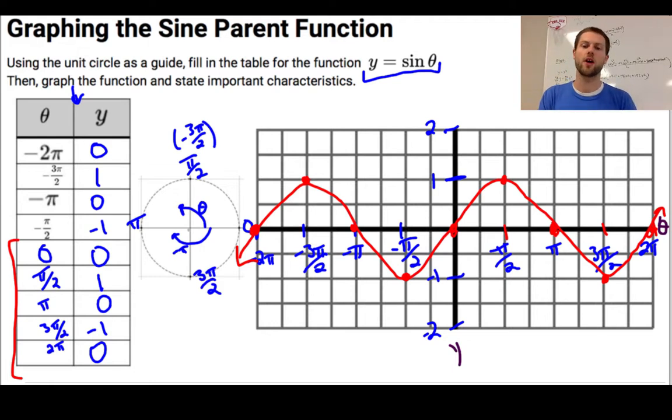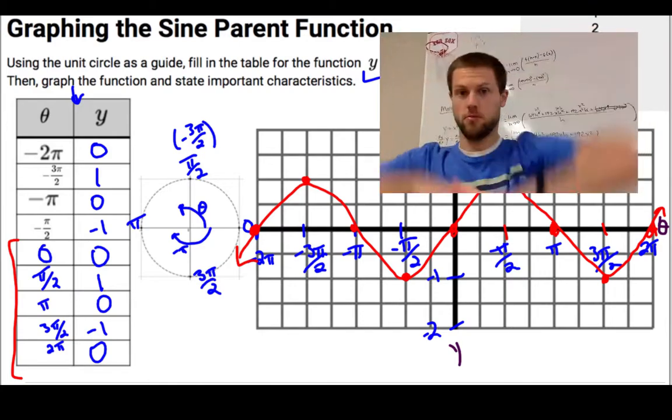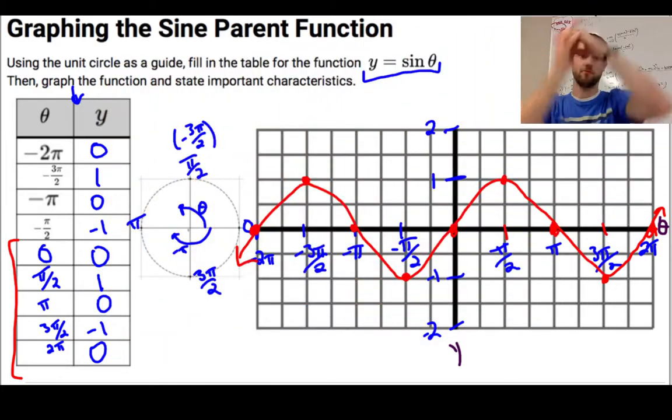Now that you know what the sine graph looks like with these ups and downs and maxes and mins, you can now do the sine dance. There it is. Good stuff.